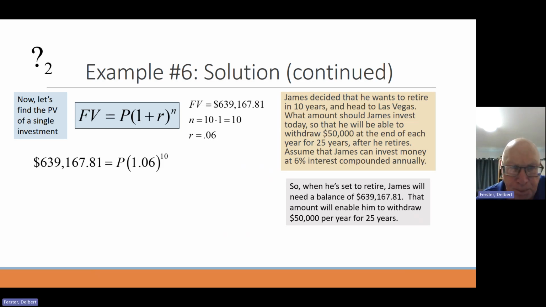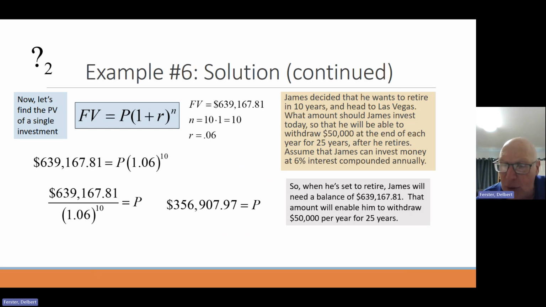Plug in. Understand that if we're going to solve for P, we're going to have to divide by 1.06 to the 10th. That's not actually too horrible to calculate. And you'll find that if you do it successfully, for him to set up that retirement scheme that he wishes, he would have to currently deposit $356,907.97.